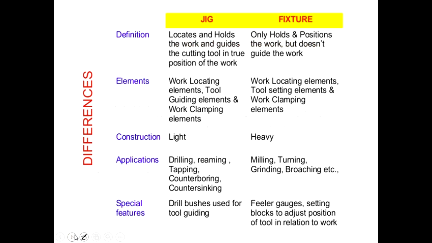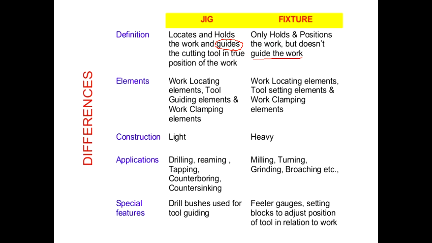Now let's see what is the difference between jigs and fixtures. Both are used to hold the workpiece and locate the workpiece. But what is the main difference between the jig and fixture? The main difference is that along with holding and locating the workpiece, a jig will guide the cutting tool also. So a guiding member is also provided in the jig, whereas a fixture will only hold and locate the workpiece, but it will not guide the tool. So the guiding part will not be provided in the fixture.